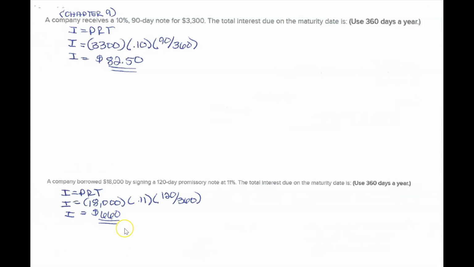Okay, and then the next one is exactly the same thing, but this time it's just a promissory note, but it works the same way. I equals PRT. The principal is $18,000. The interest rate is 11%. The time is a 120-day promissory note. 120 divided by 360. You get $660 for the interest for this 120-day note.